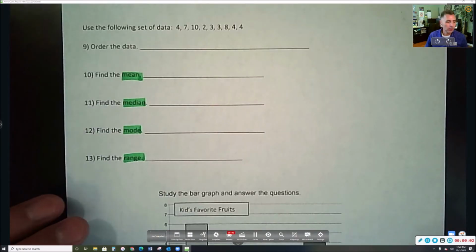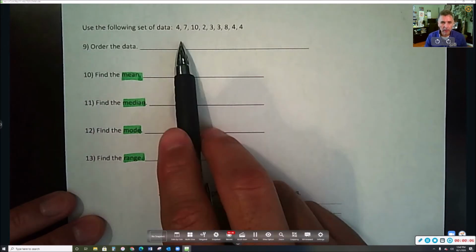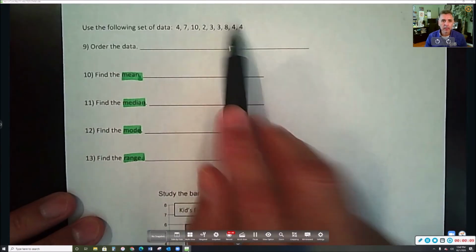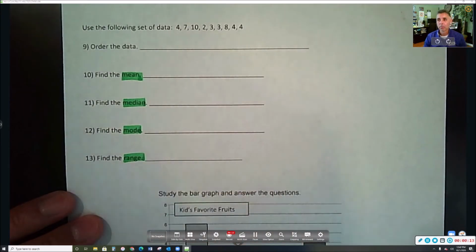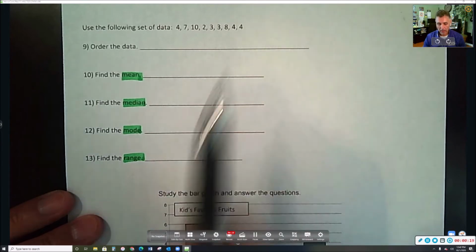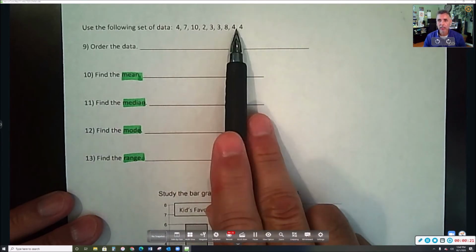Okay, so here is the second page of the review, and again we just have a set of data, and like I said, mean, median, mode, and range. That's pretty much what the whole test is about. Okay, but you're given information differently. Like here's just a set of numbers.